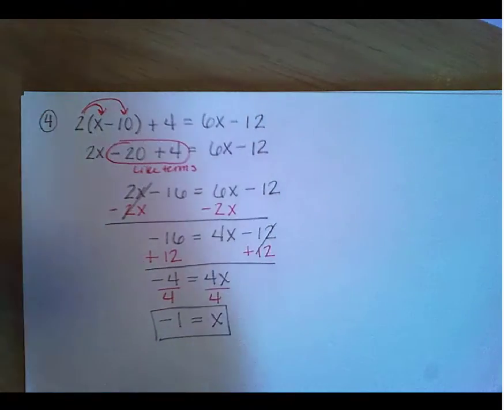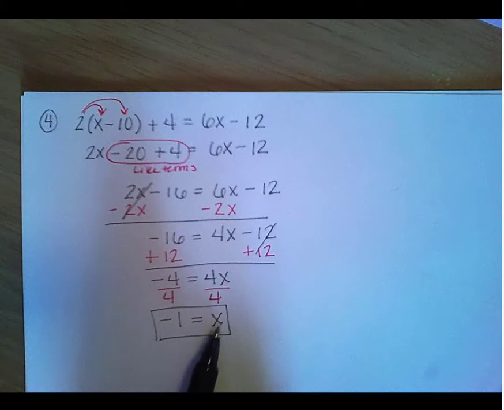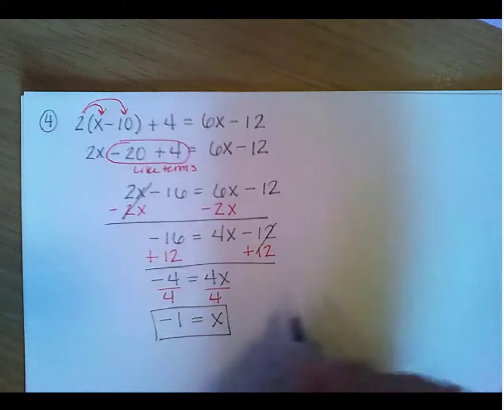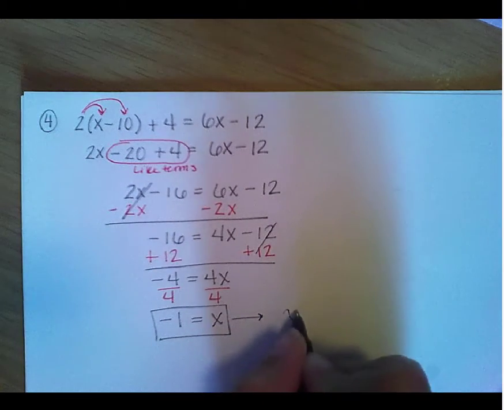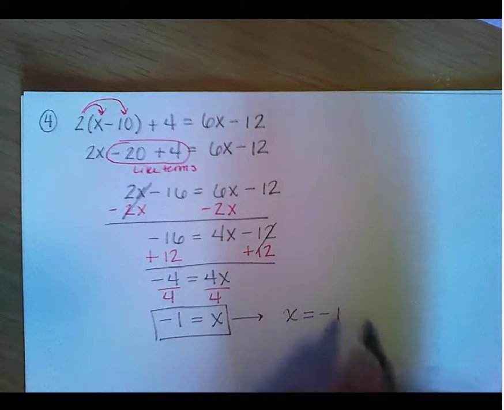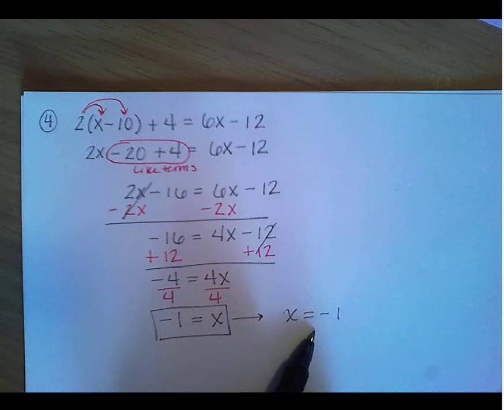By the way, if you ever get something like this where your x is on the right-hand side and you don't like the way that looks, you can also just reverse that and say x is equal to negative 1. These are the exact same statements. It's just a preference on the way it looks.